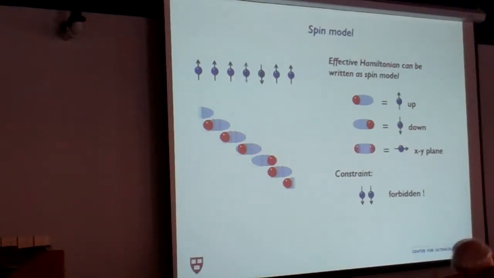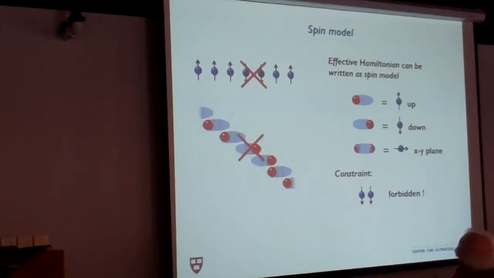So this means you cannot have two neighboring spin down states. Let me go back again: if this atom has tunneled already, if this spin is already down, this atom cannot tunnel anymore. This spin cannot flip down. So you have a spin constraint now that tells you two neighboring spins cannot point down. And that, of course, is interesting.